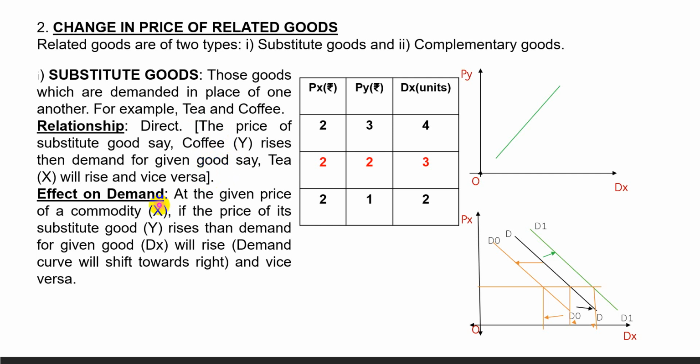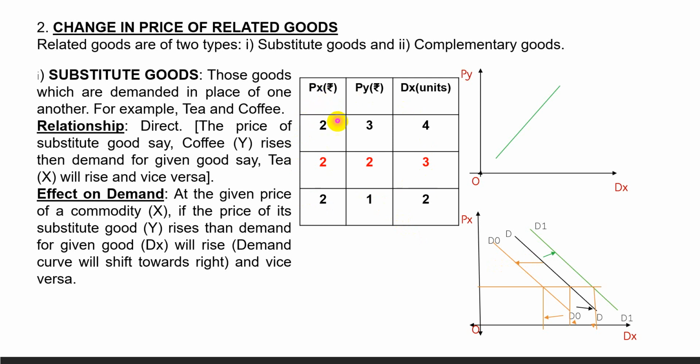In this case, the demand curve will shift towards right when the price of substitute good rises. The demand curve DD will shift towards right when the price of substitute good rises, and the DD demand curve shifts towards left to D0 when the price of substitute good falls. It is clear from this table.